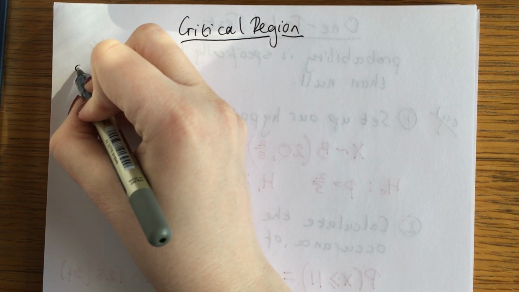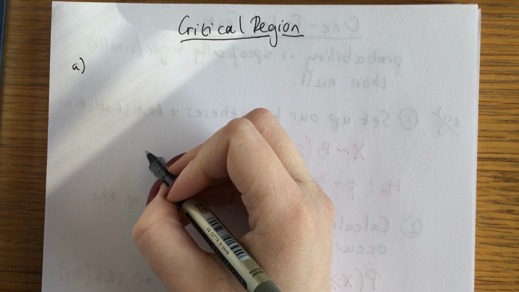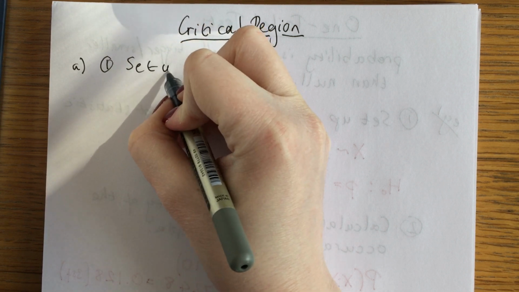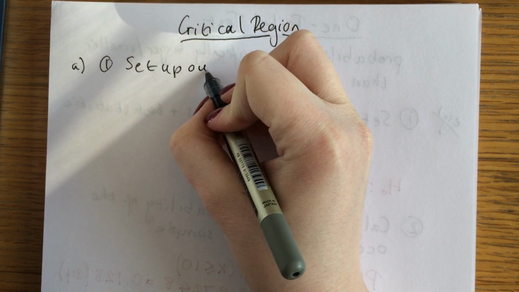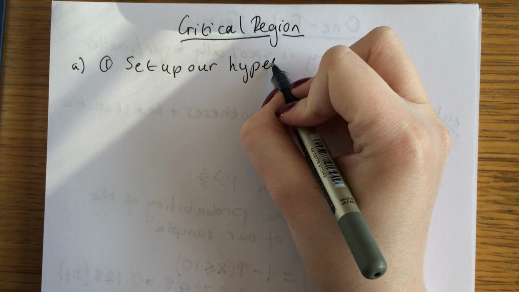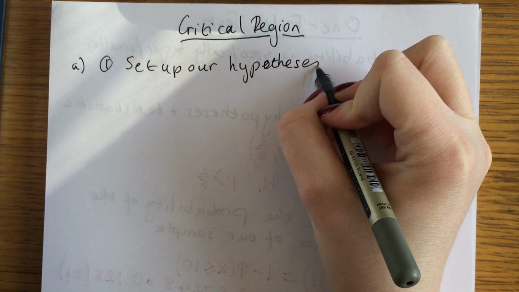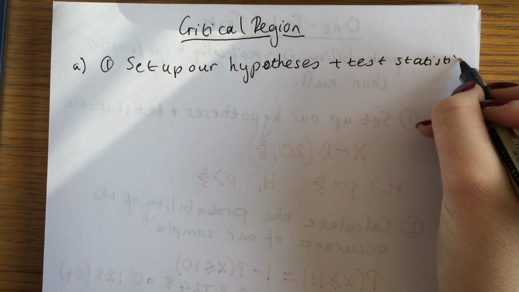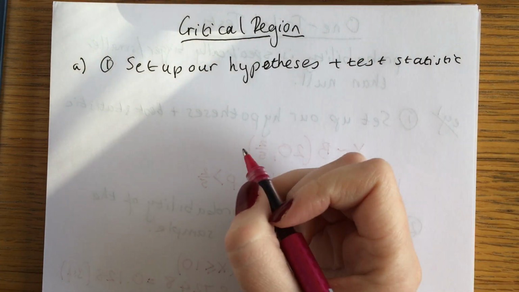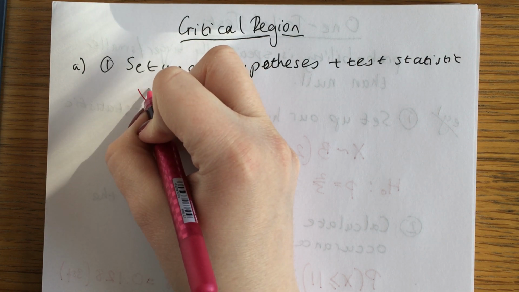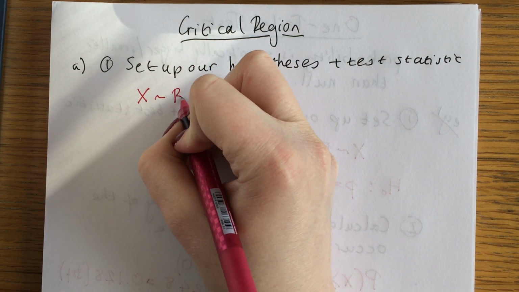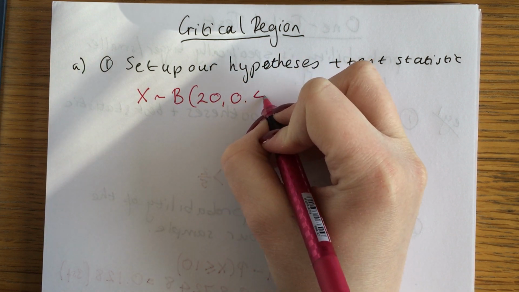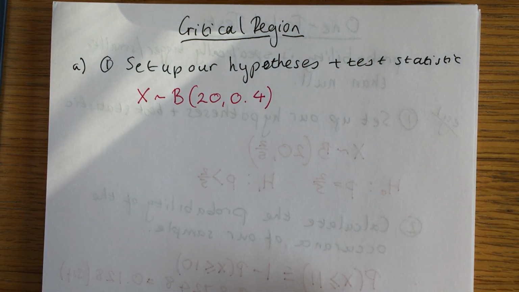Okay, so the first thing we need to do is exactly the same. We need to set up our test statistic and our hypotheses. So we're going to say our variable is binomially distributed in a sample size of 20 with a probability of 4 out of 10, which is 0.4.